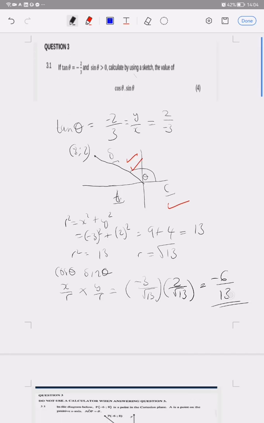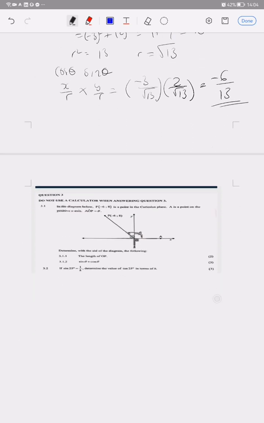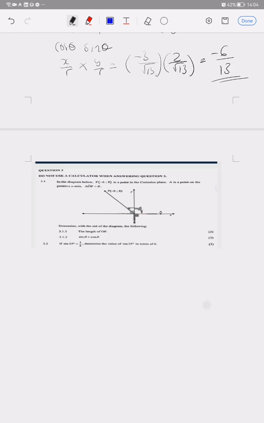Right, we go to the next problem. Right, so for this case, they did draw for us. That's interesting. So what do we have here? All right, so let's see.